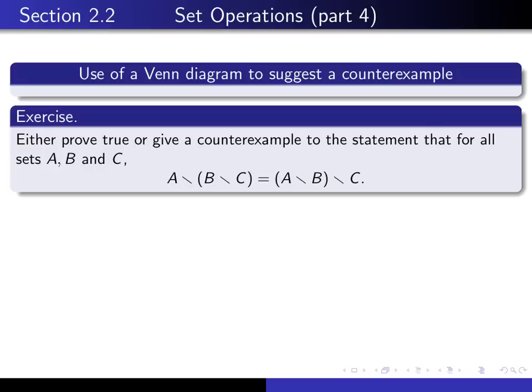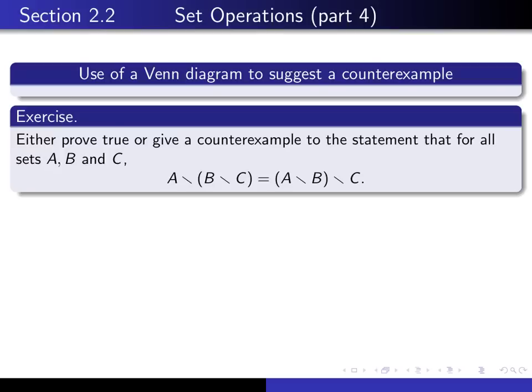Either prove true or give a counterexample to the statement that for all sets A, B, and C, if we take the set theoretic difference of A with the set theoretic difference of B and C, is that the same as first taking the set theoretic difference of A and B and taking the set theoretic difference of the result with C? So essentially, we're just simply changing how we put the parentheses, and so it's a kind of associative law. So the question is, is it true or false?